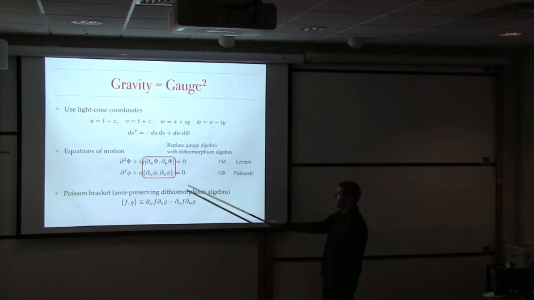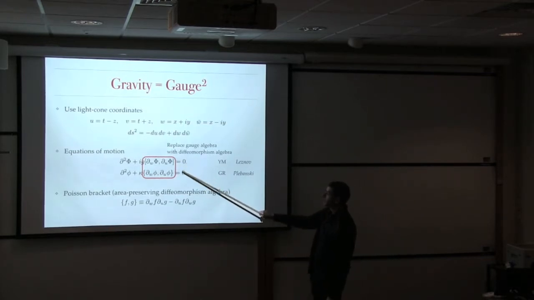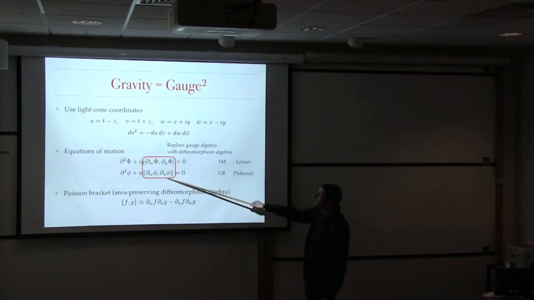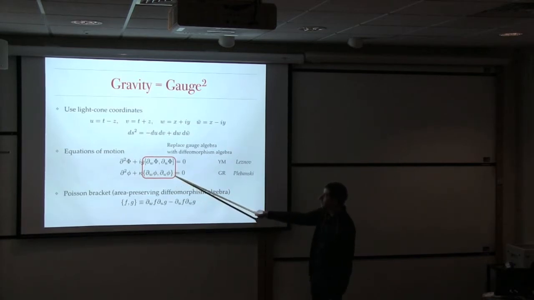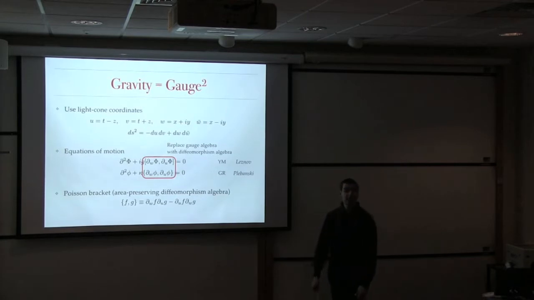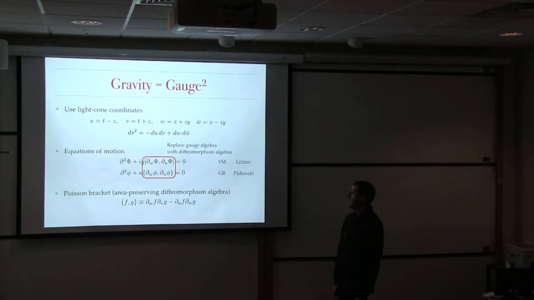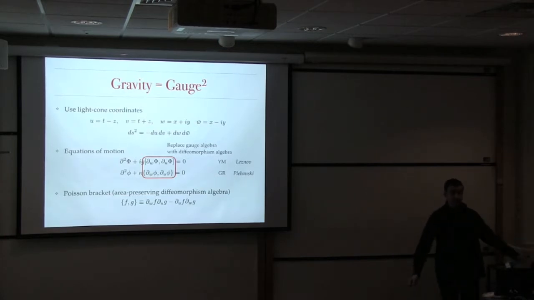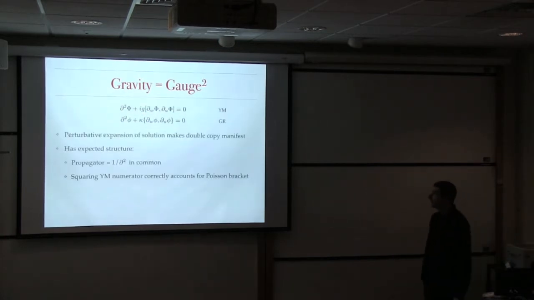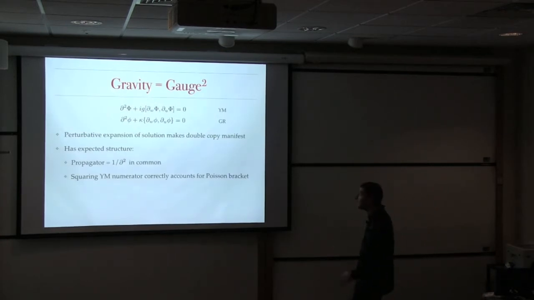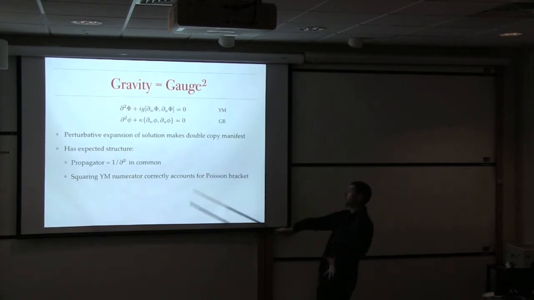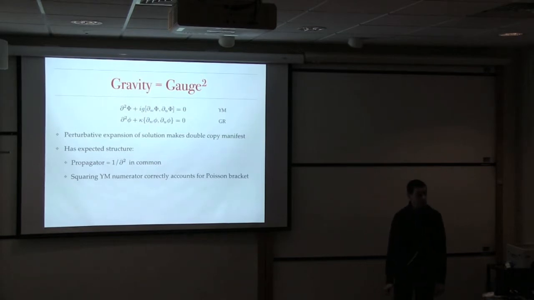It's also beautiful that the self-dual Yang-Mills and self-dual gravity equations are related. In words, the relationship is that you just replace the algebra of area-preserving diffeomorphisms by the gauge algebra of your Yang-Mills theory, whatever it is, for example SU(N). Given this remarkably close relationship between the two theories, you might think this is a good place to look for BCJ, to see this squaring relationship at work. And indeed it is. If you perturbatively expand the solution of this equation with the boundary conditions of waves, the structure of the BCJ double copy is completely manifest.